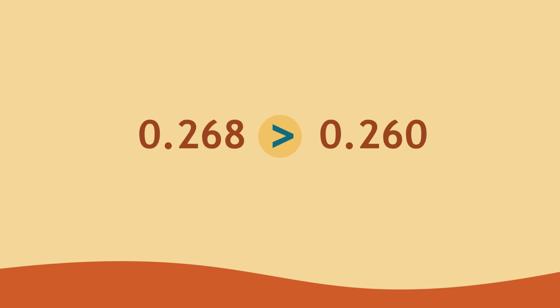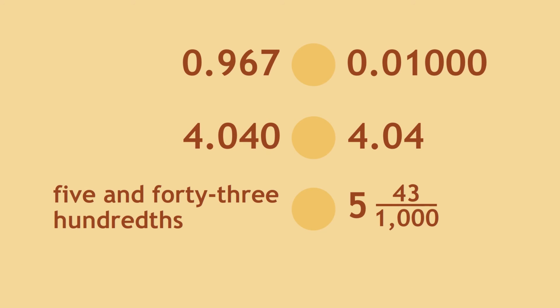Now, if it helps you, you can always annex or write a 0 in that place so that they look a little bit more even. But either way, our answer would still remain the same. 268 thousandths is greater than 260 thousandths. Okay, why don't you get a little practice here? Go ahead and pause the video, and I would like for you to compare each of these sets of decimals.